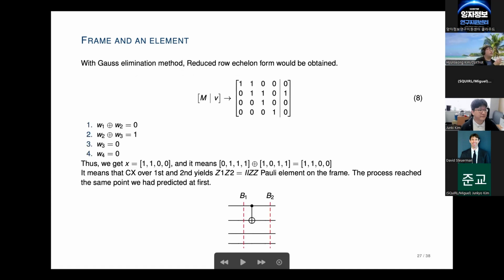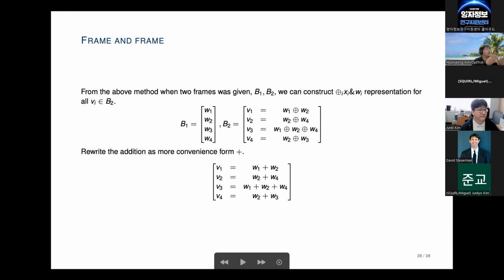And with this representation, we can find what transformation is needed to achieve the new frame from the current frame. Summarizing, using the binary representation, we can find the CNOT gate composition. We only need to solve a simple linear equation. So this is about one Pauli element.